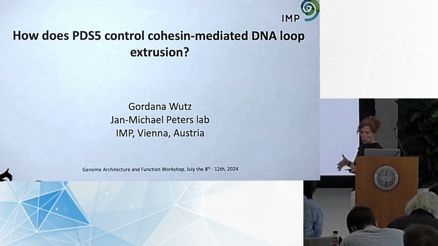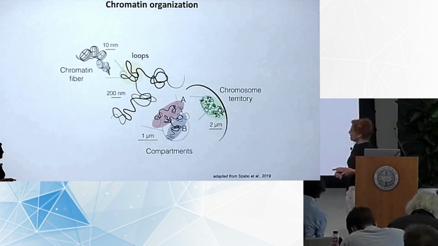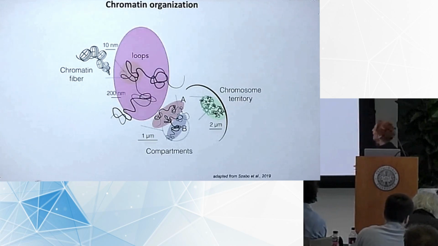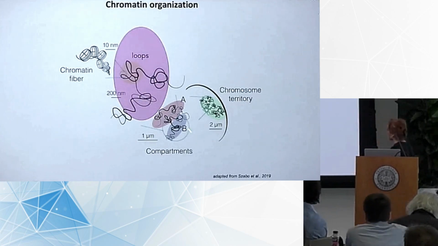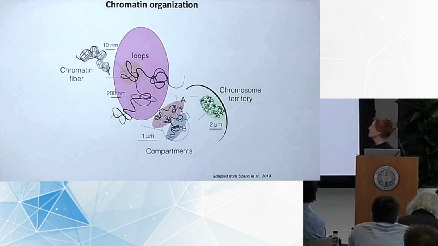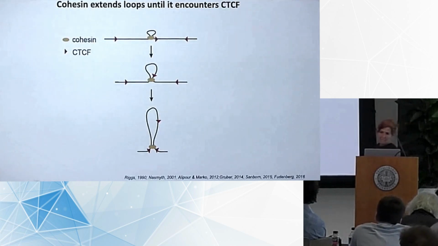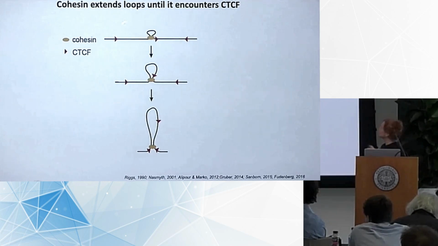I will quickly go through the introduction because a lot has been said already, and we are going to concentrate on the part of chromatin organization where cohesin organizes chromatin into loops. It does so, we believe, by a loop extrusion mechanism, where cohesin is a motor protein that extrudes loops, and it stops when it encounters two convergently positioned CTCF sites.